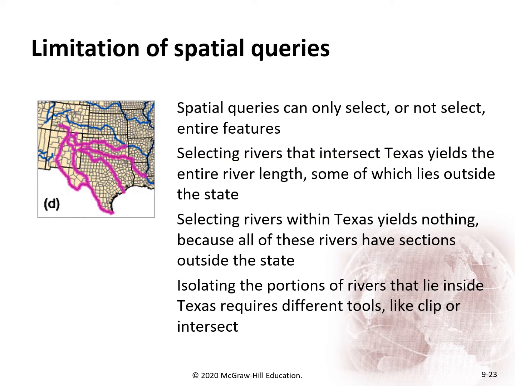What are the limitations of spatial queries? They can only select or not select entire features. So in selecting rivers that intersect Texas, you get the entire length of the river, some of which lies outside of the state. Selecting rivers within Texas won't yield anything. Why? Because none of these rivers start and end within Texas. They all either start somewhere else or they end somewhere else. So if you want to actually do it differently, you might have to look at something like a clip or an intersect tool.